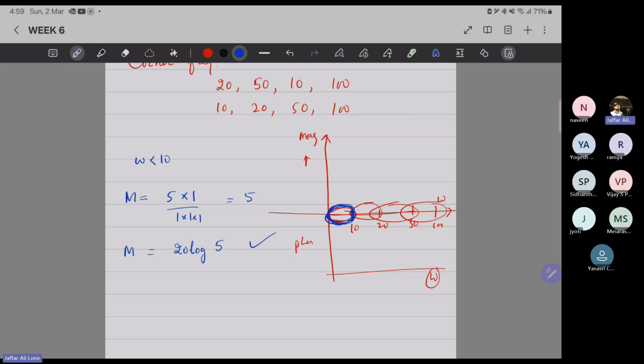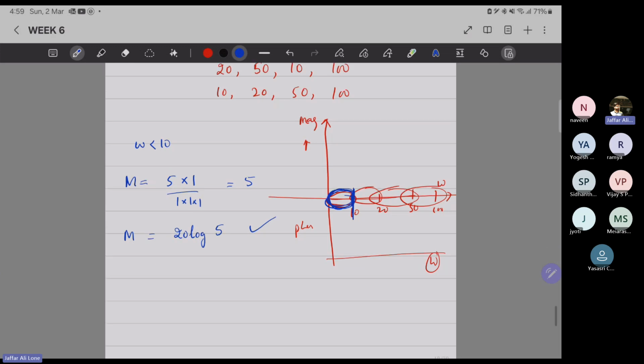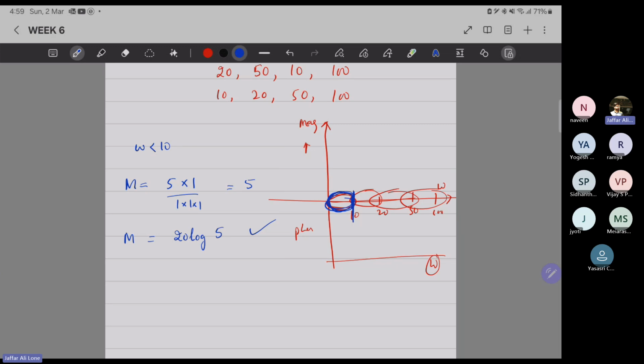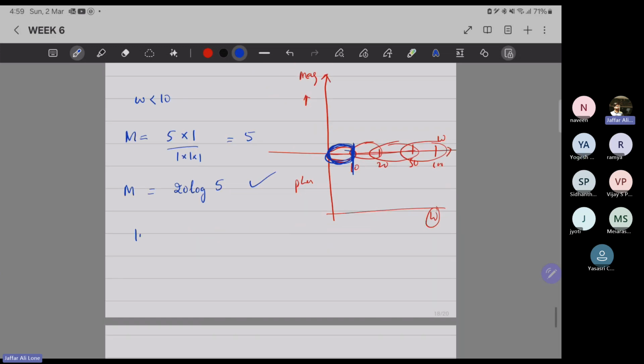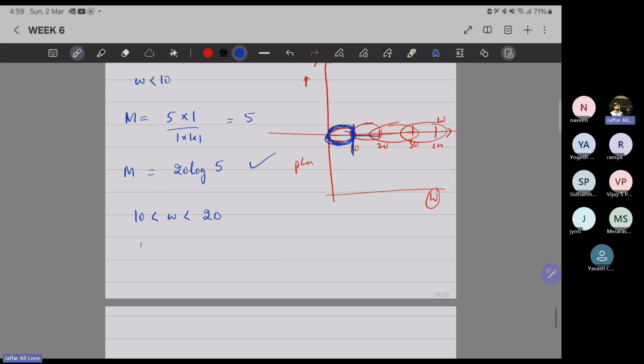Okay, now you reach this point at omega equal to 10, and you know when I'm at 10, my slope will change, right? So you started with a constant magnitude of 20 log 5 till omega is 10. So now let's come to this region when my omega is between 10 and 20. Now I know my slope will change. So what will be my GH? My GH will be 5.